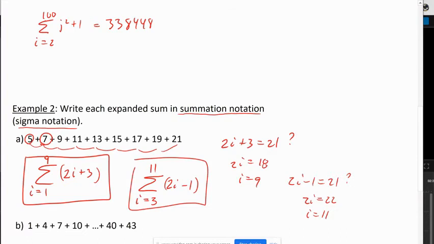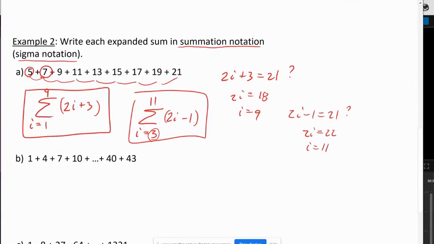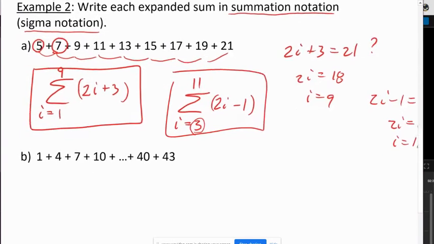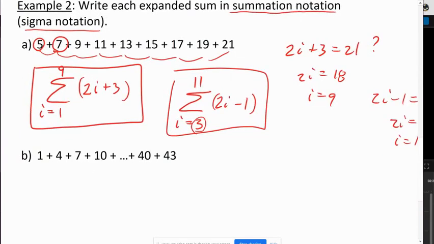Since we can start at any i value that we want, it's typical to try to write it starting with i equals 1, but that's not required. So there are really infinitely many correct answers for this problem. Okay, so there's 2 possible answers. All right, go ahead and pause your video and try part B. Press play when you're ready to see the solution.